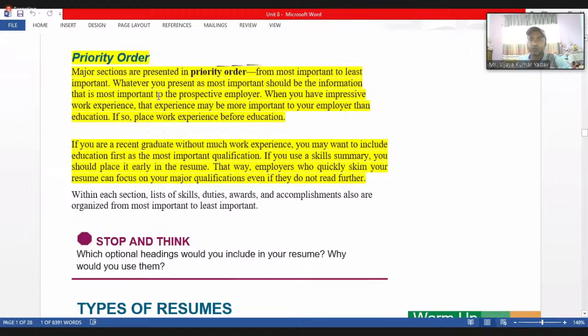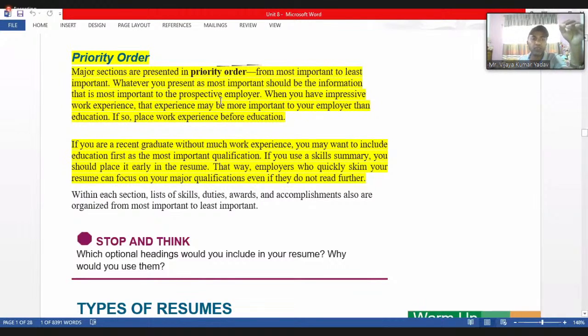What is the most important information that you want to deliver, that you write first. Then you mention the least important. Whatever you present as most important should be the information that is most important to the prospective employer. I mean, the information the employer needs. Out of all the information, whichever is most important, you write first.